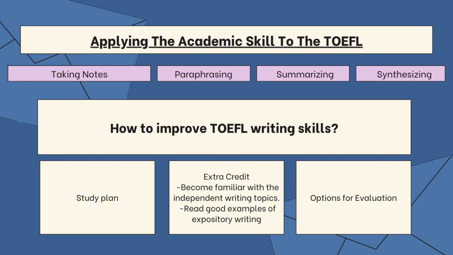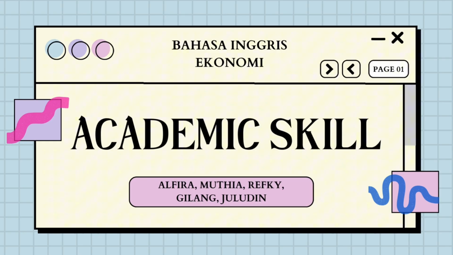How to improve TOEFL writing skills? There are some tips. First, study plan. You must prepare a study plan to be more focused in study. Second, extra credit. You can become familiar with the independent writing topics and read good examples of expository writing. And next, option for evaluation. You need to know how your progress in study. To end this presentation, we will discuss some academic skills.